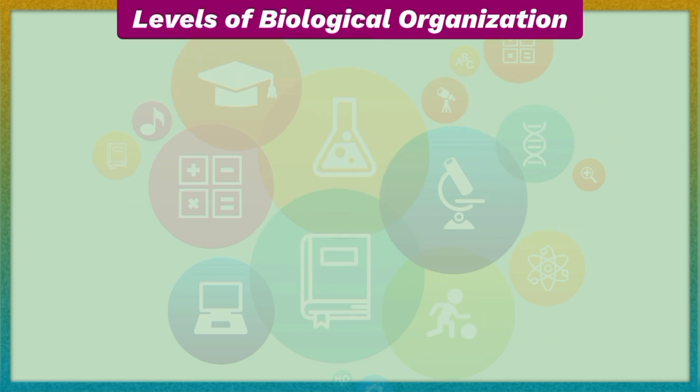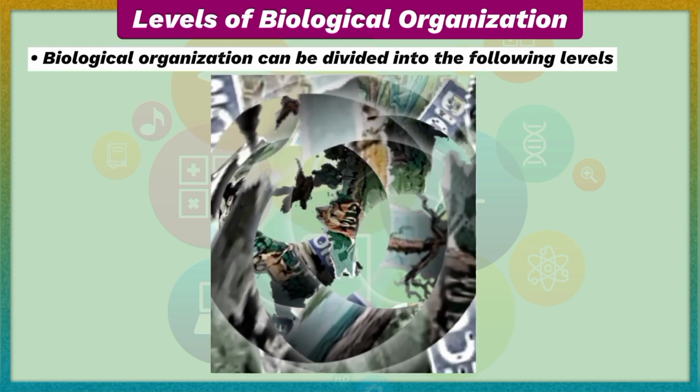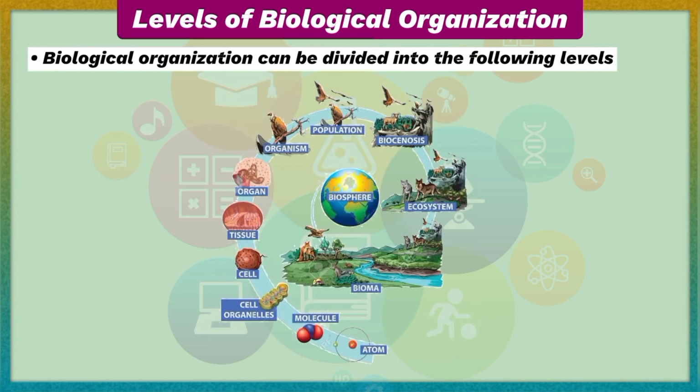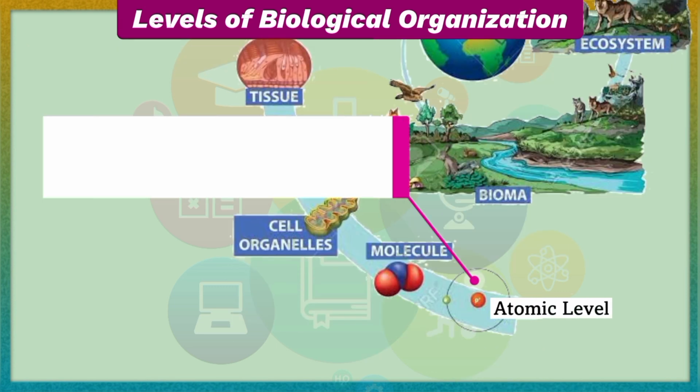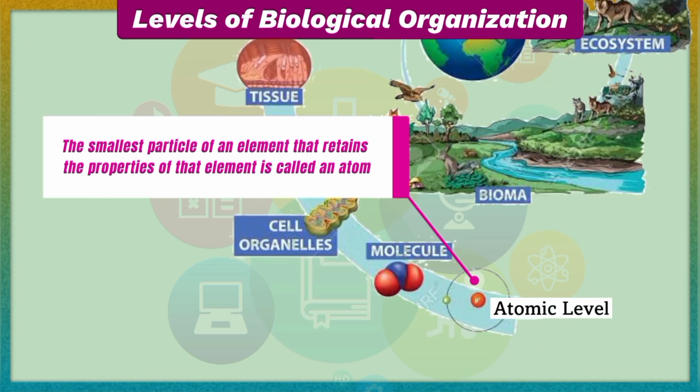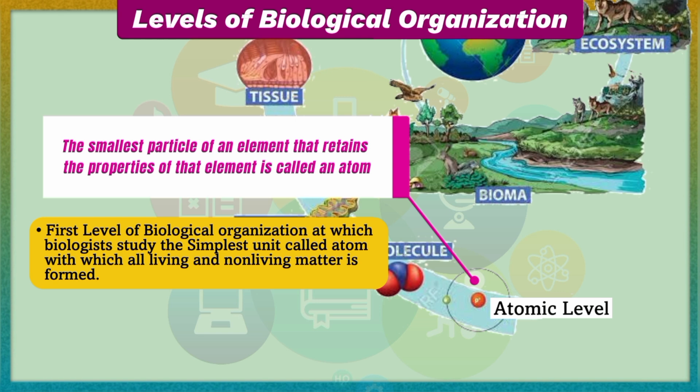Levels of biological organization. Biological organization can be divided into the following levels. Atomic level. The smallest particle of an element that retains the properties of that element is called an atom. This is the first level of biological organization at which biologists study the simplest unit called atom, with which all living and non-living matter is formed.